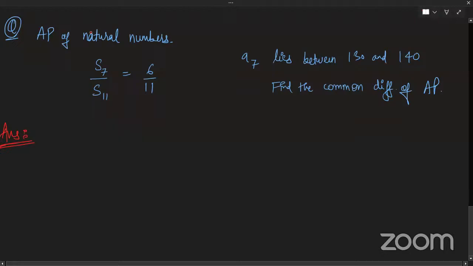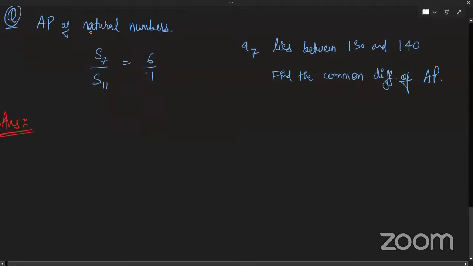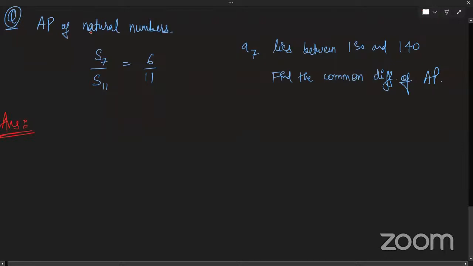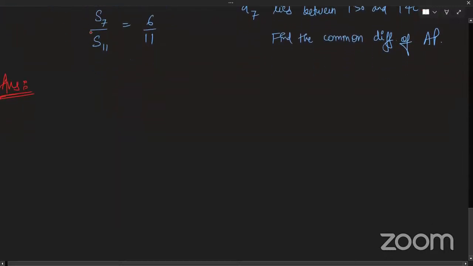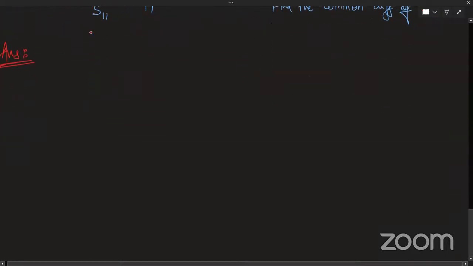Everyone understood the question? Okay, great. So I have an AP of natural numbers only, like all my terms are natural numbers.